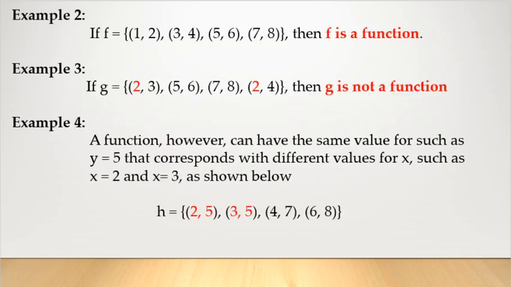Next, for example number 2, if F is equal to 1, 2, 3, 4, 5, 6, 7, 8, then F is a function. Next, for the number 3, if G is equal to 2, 3, 5, 6, 7, 8, 2, 4, then G is not a function. Why? Because when X is equal to 2, there are two different possible values for Y, 3 and 4.